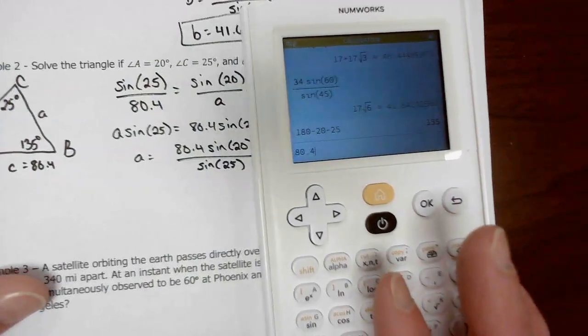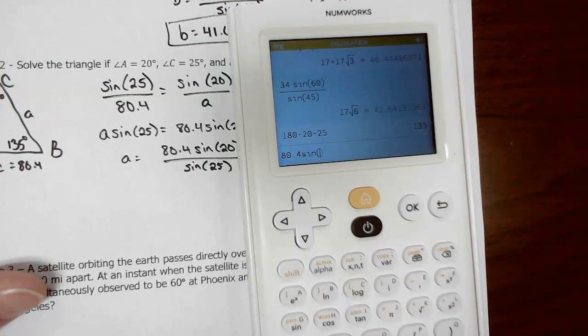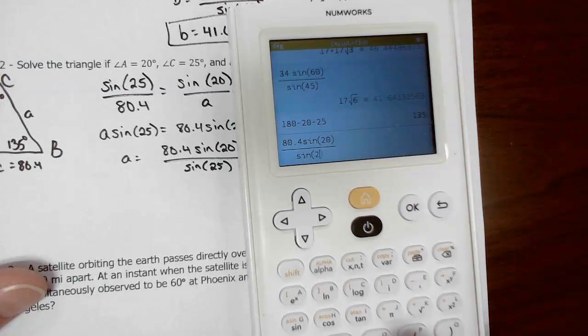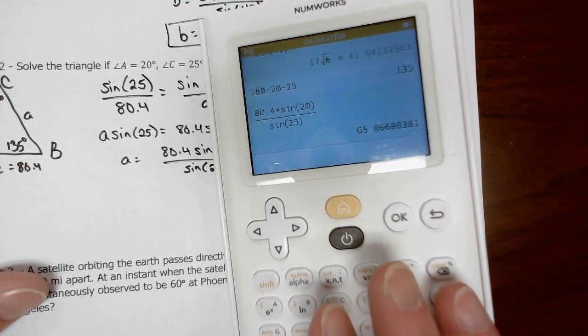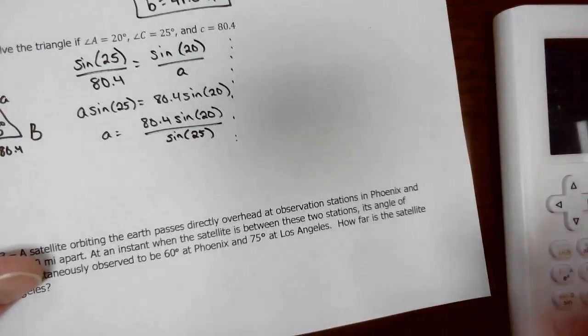$80.4 times the sine of 20, sine of 25, and I got 65.067.